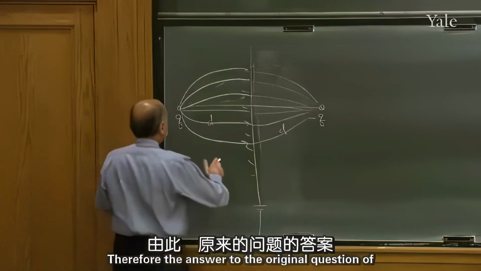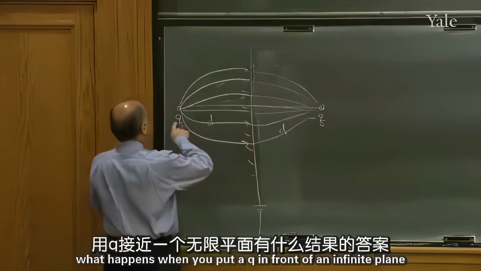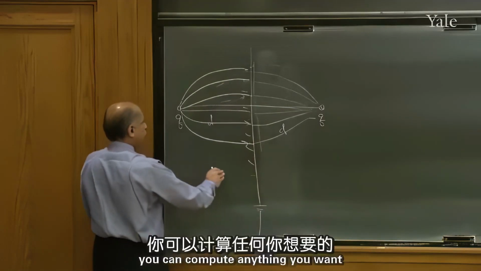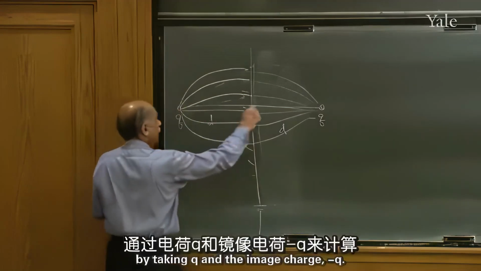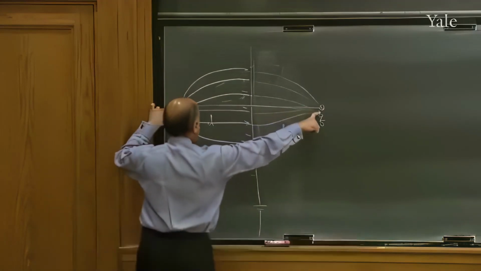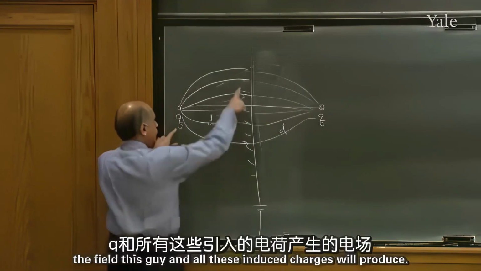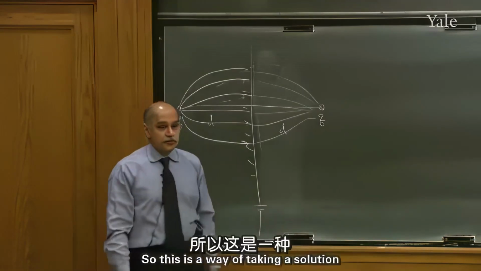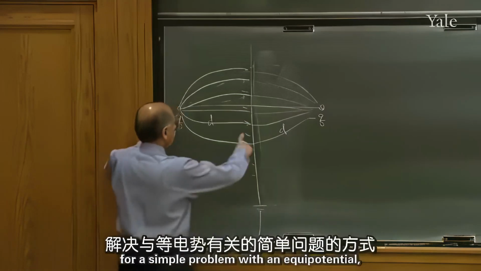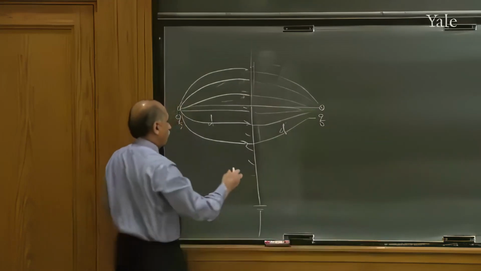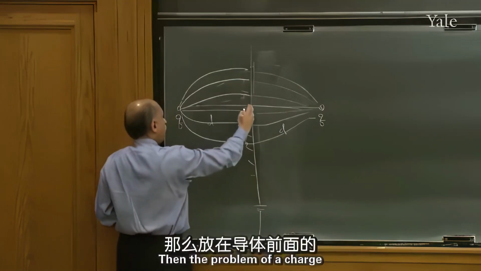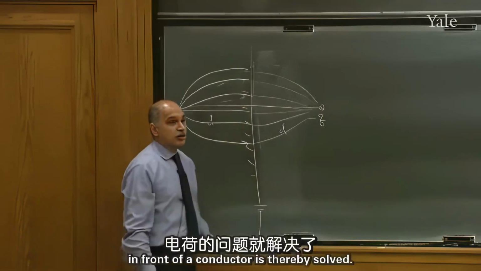Therefore, the answer to the original question of what happens when you put a Q in front of an infinite plane is that as far as you're on the left of this, you can compute anything you want by taking Q and the image charge minus Q. The field the two of them will produce will be exactly the field this guy and all these induced charges will produce. So this is a way of taking a solution for a simple problem with an equipotential, sticking a conductor into the equipotential, and giving it the right charge, then the problem of a charge in front of a conductor is thereby solved.